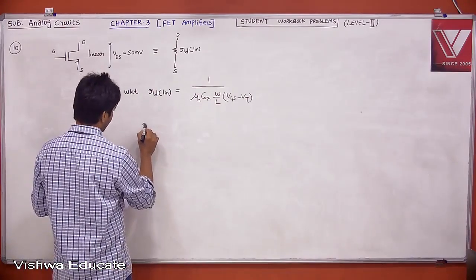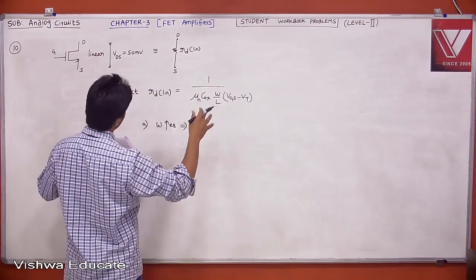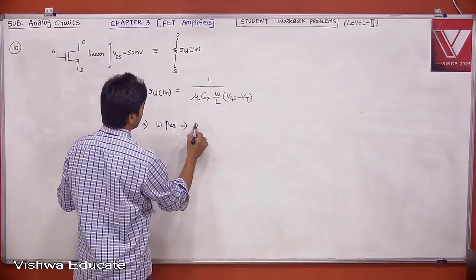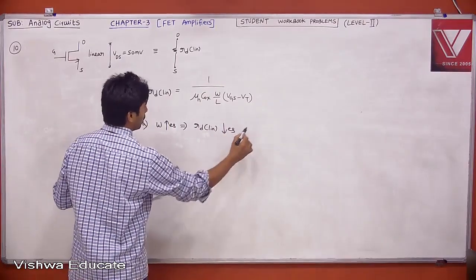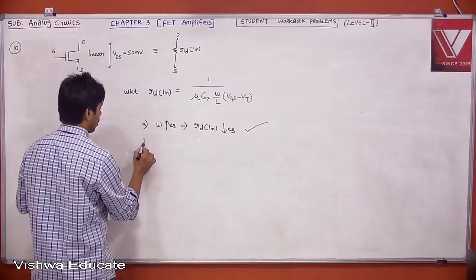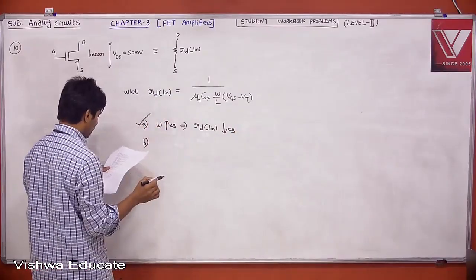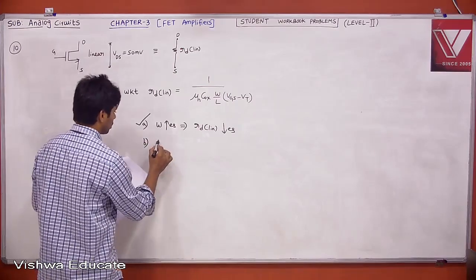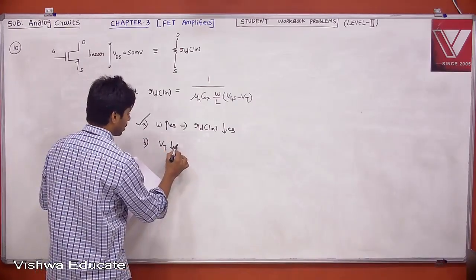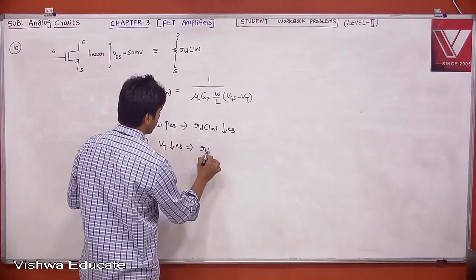Option A. If W increases, if width is increasing, more strength, then your RD decreases. Resistance is lesser. Yes, that is true. Option B. If threshold voltage is reduced, VT decreases, internally strength is more, your RD will decrease. It is also decreasing. This is also true.